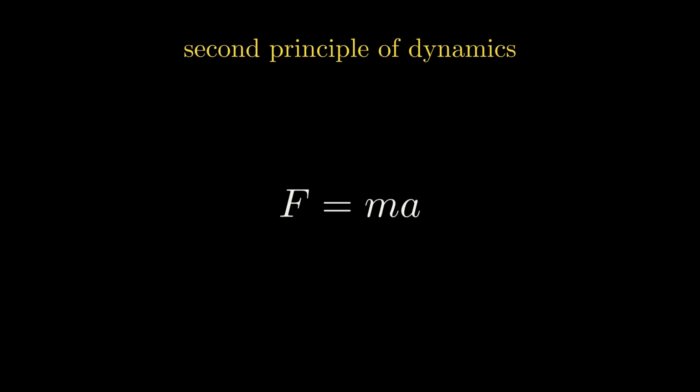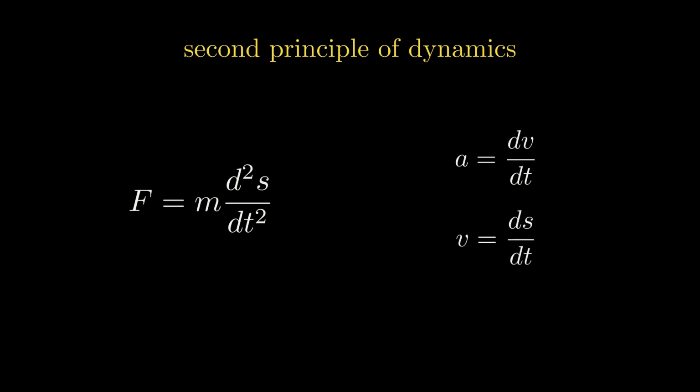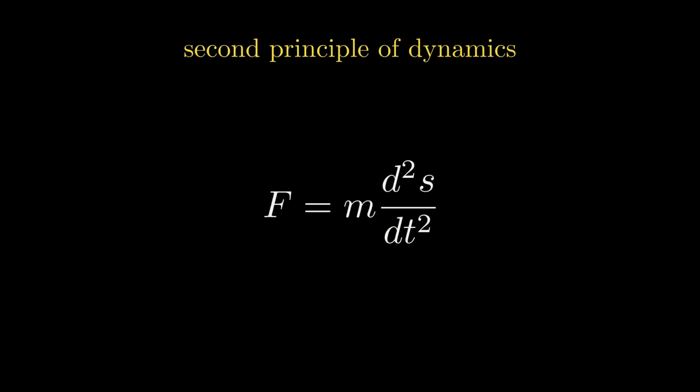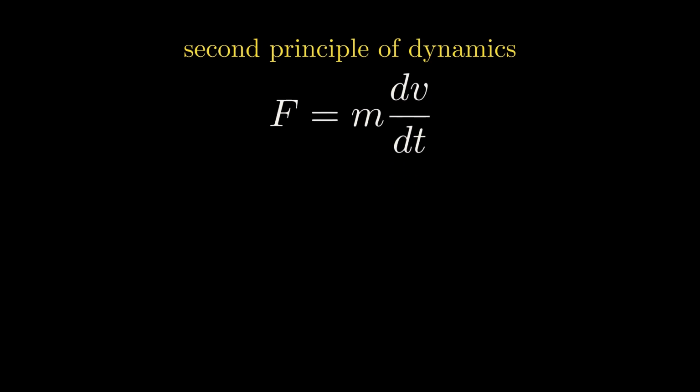If we wanted to always refer to position, we could write F equals m times d squared s divided by dt squared. Here, the two number 2's indicate that we are differentiating the position twice. Because, as we remember, acceleration is the derivative of velocity, which in turn is the derivative of position. But in reality, physicists often prefer the form F equals m times dv divided by dt, that is, with only one derivative. The reason lies in the nature of the derivative.